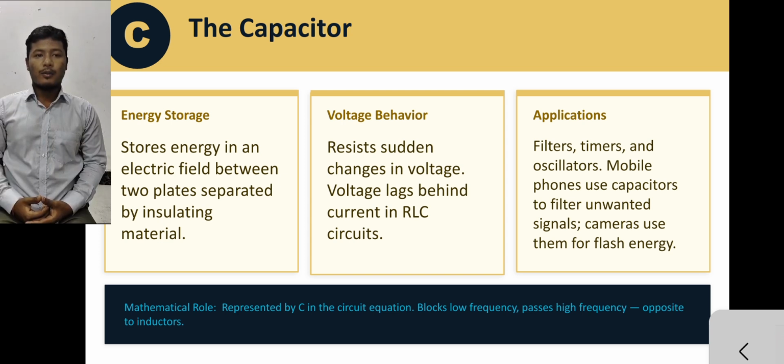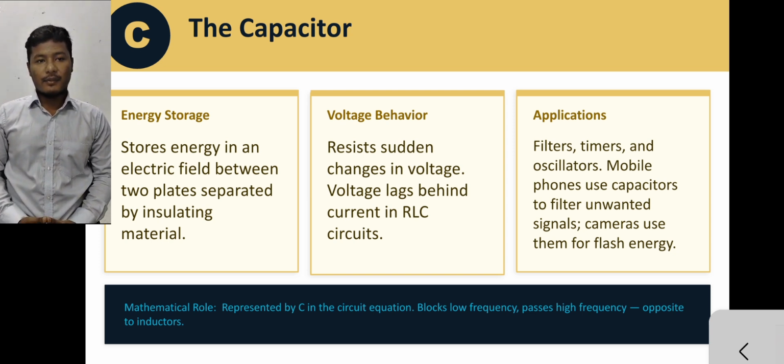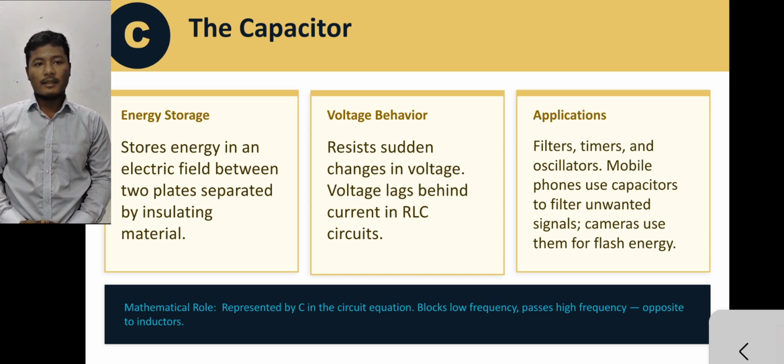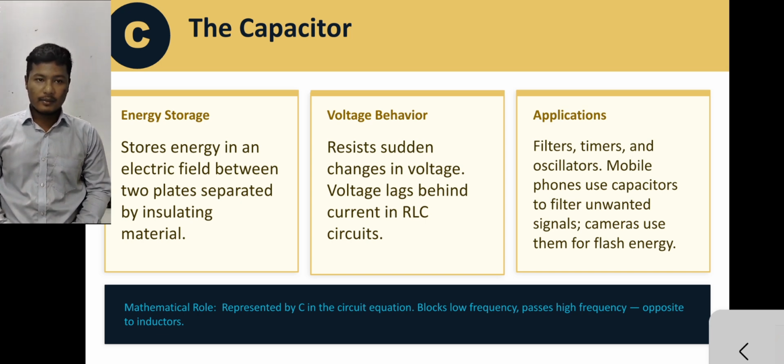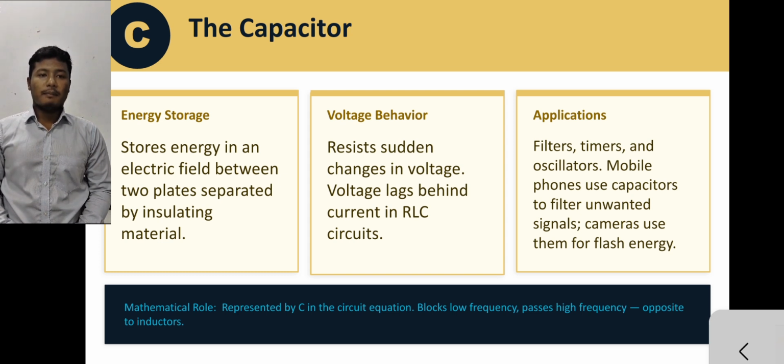Hello, I am Shubha Burman. Now I will discuss the capacitor. A capacitor stores energy in the form of an electric field. It resists changes in voltage. In RLC circuits, capacitors cause the voltage to lag behind the current. A capacitor is made of two plates separated by an insulating material. When voltage is applied, it stores charge. If the voltage changes suddenly, the capacitor opposes that change.